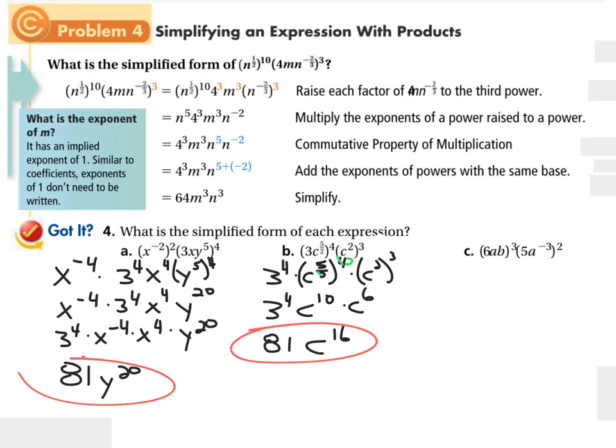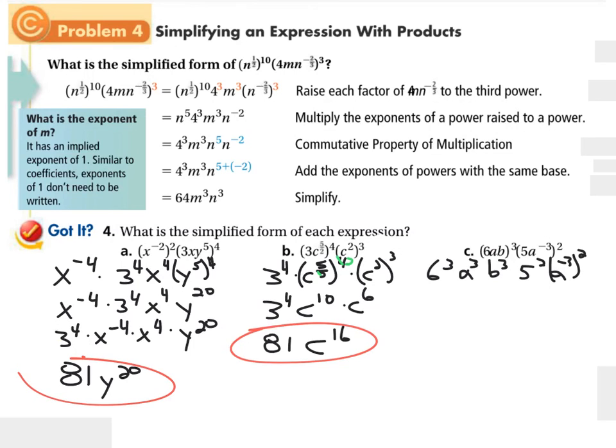And finally, let's do this last one and we're done. We've got to distribute this power of 3 to each one of these 3 factors, to the 6, to the a, and to the b. And we need to distribute this second power exponent to the 5 and to the a to the negative 3. So let's write it down. 6 to the 3rd times a to the 3rd times b to the 3rd times 5 has an exponent of 2, so 5 to the 2nd. A to the negative 3 raised to the 2nd as well.